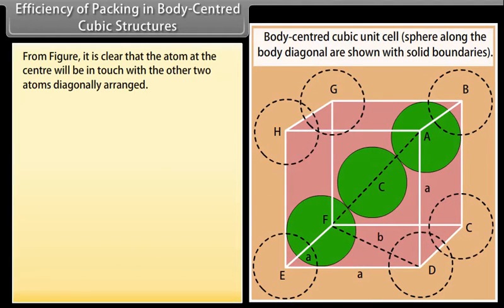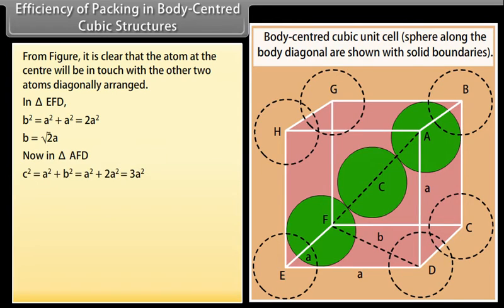Efficiency of packing in body-centered cubic structures. From the figure it is clear that the atom at the center will be in touch with the other 2 atoms diagonally arranged. In triangle EFD, b square is equal to a square plus a square, which is equal to 2a square. b is equal to square root 2 a. Now in triangle AFD, c square is equal to a square plus b square, which equals a square plus 2a square, which equals 3a square. c is equal to square root 3 a.